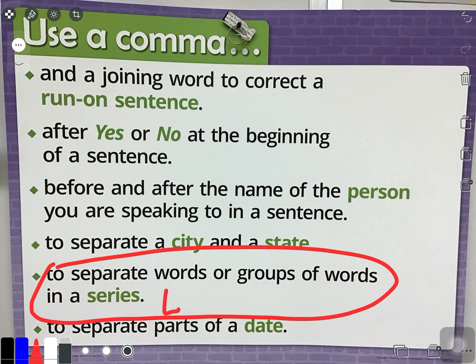We also use a comma when we separate words or group of words in a series. That means when we're listing things. So if I list all my third graders, I'll say something like, the third graders in my class are Azion, comma, Jeremiah, comma, Dylan, comma, Leslie, comma, and Haley. And I don't need a comma after the word and because I'm not listing and.